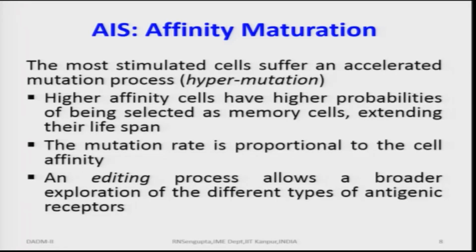So, higher affinity cells have higher probabilities of being selected as memory cells, extending the lifespan. That means the probability of association is high. So, the probability of them being built up in larger numbers and continuing for a longer duration of time would be much higher.